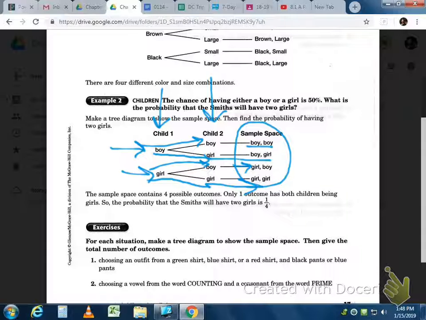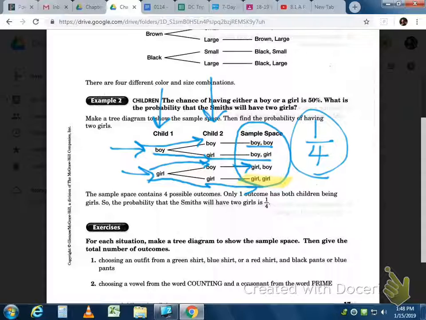What's the probability that they will have 2 girls? Well, how many of the 4 has 2 girls, Mason? 1. This one right here. So 1 out of 4 possibilities would get those Smiths 2 girls, which is also 25%. Yes. So all of our probabilities we're going to give as fractions in simplest form.